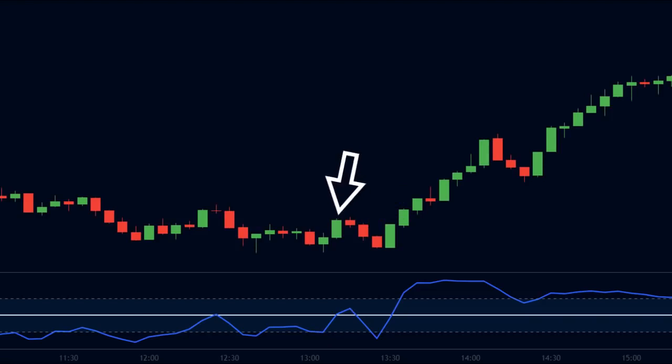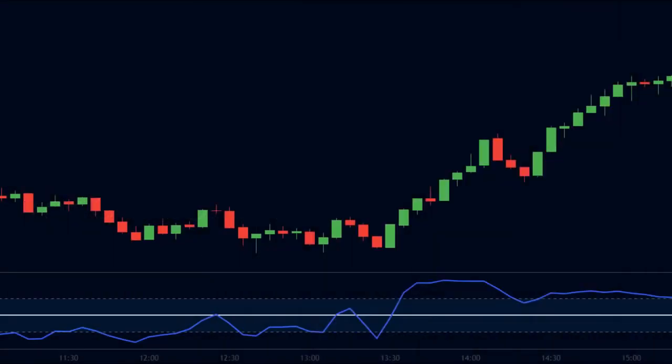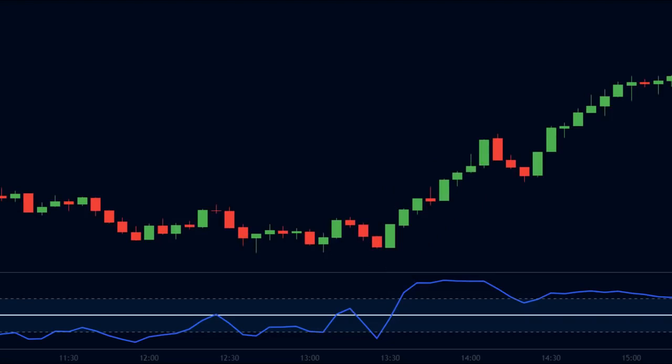According to the general rule, when the price breaks above the zero line, it is considered to be an uptrend. But if we bought on this candle, we would have incurred a loss, as the price made 3 consecutive red candles after our entry. But as I said earlier, we want to see the CCI sustain above the zero line for at least 6 to 8 candles in order for us to consider it as an uptrend. So we would not have considered an uptrend after this candle. Our uptrend signal will be generated only after these set of candles that sustain above the zero line on CCI.